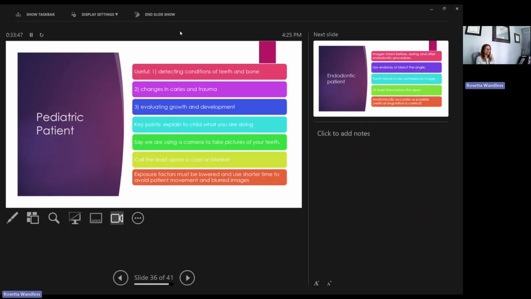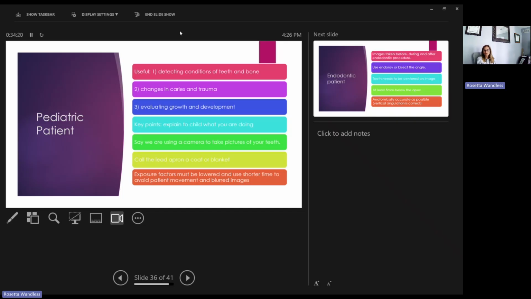The pediatric patient, so a couple of things here. Why are we taking x-rays in a pediatric child? We want to detect conditions of teeth and bone. Obviously, the sooner we see certain things in children, the better we can fix and hopefully prevent things in the future. So again, detecting conditions of teeth and bone, changes in caries or if they had trauma. We're evaluating growth and development.